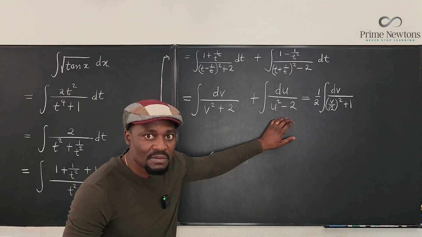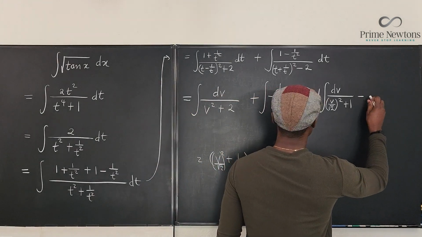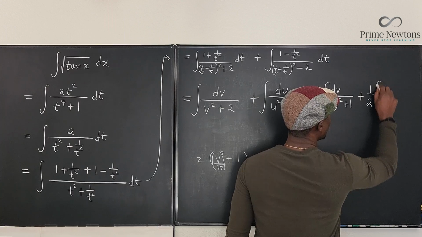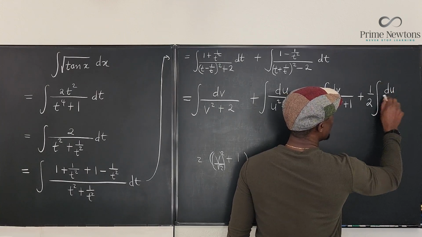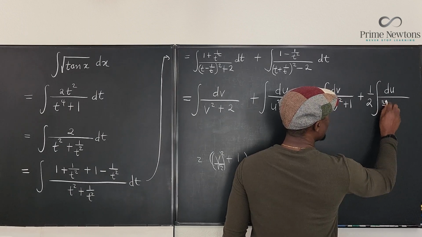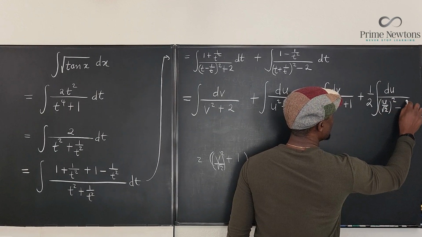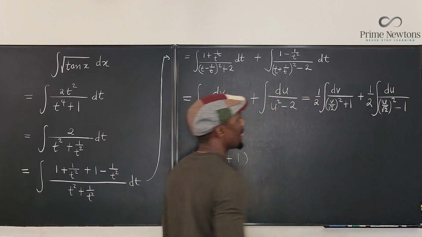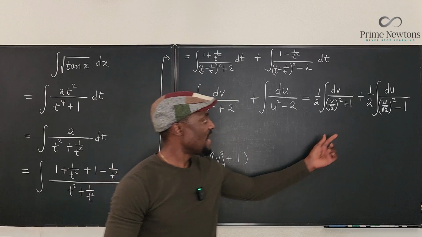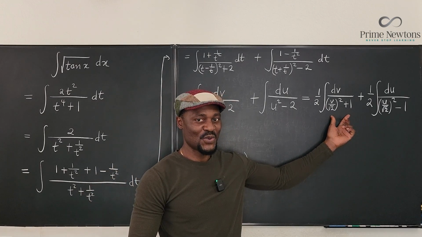And I'm going to do the same thing in this case. So don't get confused. So I'm going to have plus 1/2 the integral of du over, it's u this time, u over the square root of 2 squared minus 1. Okay, those are the two integrals written nicely. Now, can you integrate this? Remember that arctan substitution? That's where you get your answer.